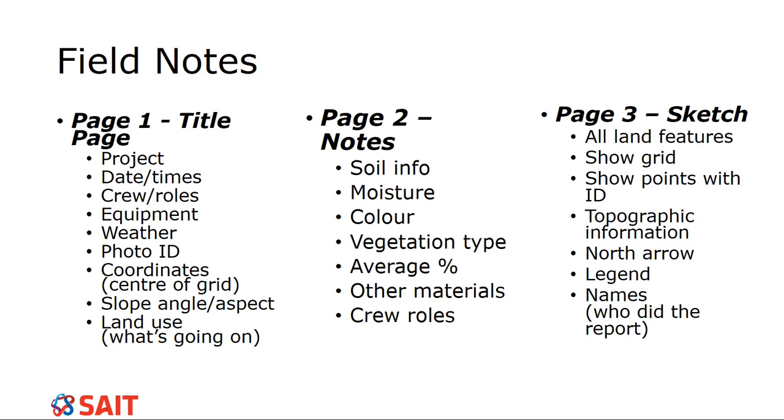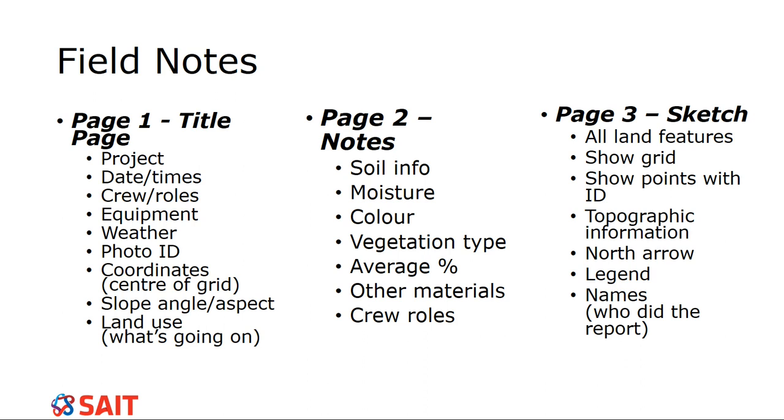You could take a photo of the area and put that on the title page. You don't necessarily need that one. It can kind of go in between 2 pages, but sometimes it helps. You need to have the coordinates of the center of the grid so that you can relocate it again. Any slopes or angles and aspects of the land, and any land use. So what's going on? Is there construction going on? Is it residential? Is it agricultural? Is it natural? Is it a forest? Is it meadow? All of that.